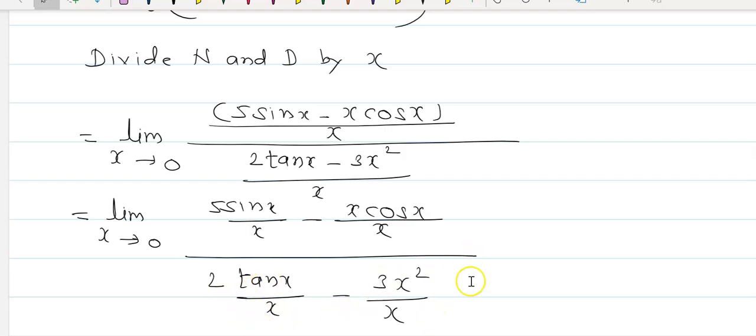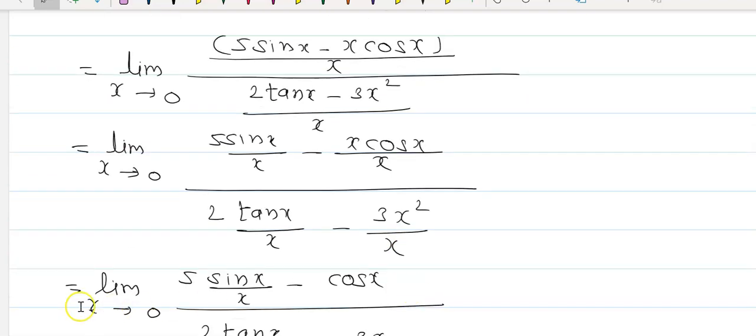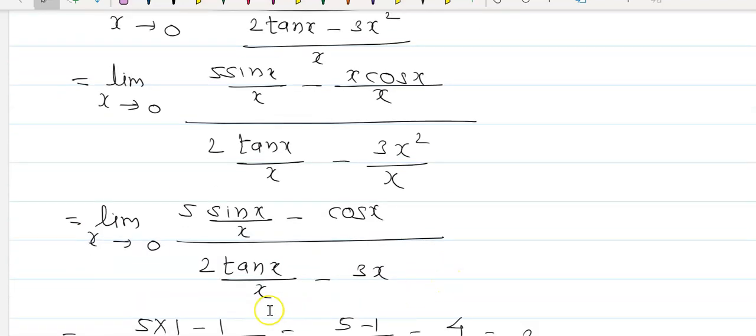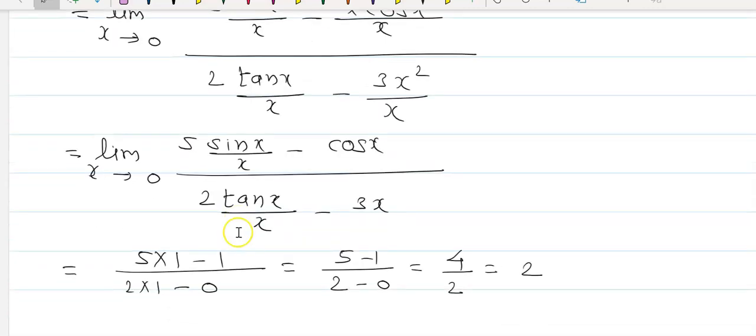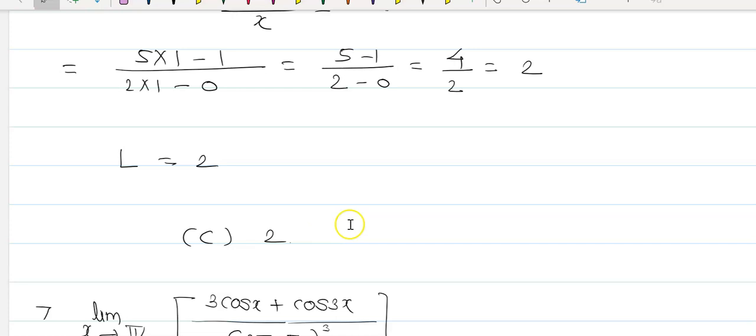x square upon x. That is limit x tends to 0, 5 sin x upon x minus cos x upon 2 tan x upon x minus 3x, and you will get limit x tends to 0, sin x upon x equal to 1, which is 5 into 1 minus 1 and 2 into 1 minus 0, and 5 minus 1, 2 minus 0, 4 upon 2, that is equal to 2. Therefore, the option C is the correct one.